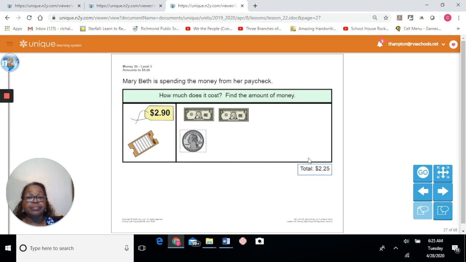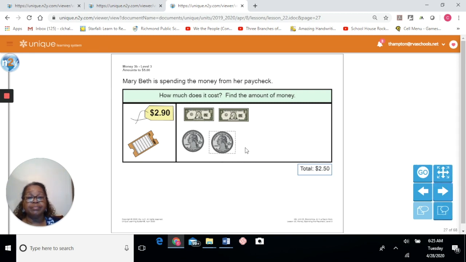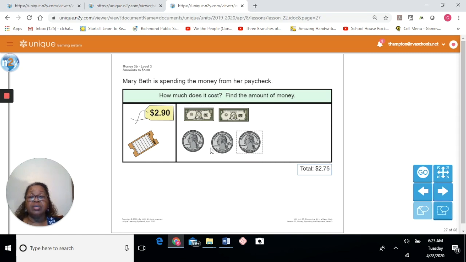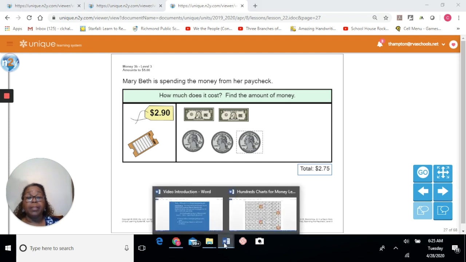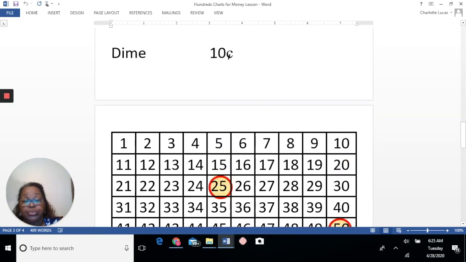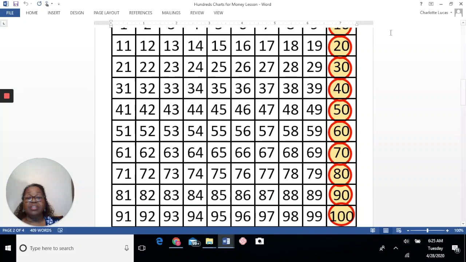25, 50, 75. Excellent. 25, 50, 75. We're trying to get to 90 cents. Now we've got 75 cents. Let's go to our chart. Let's figure it out. We've used our quarters. Let's see if we can use our dimes. We have 75 cents and we're trying to get to 90 cents.